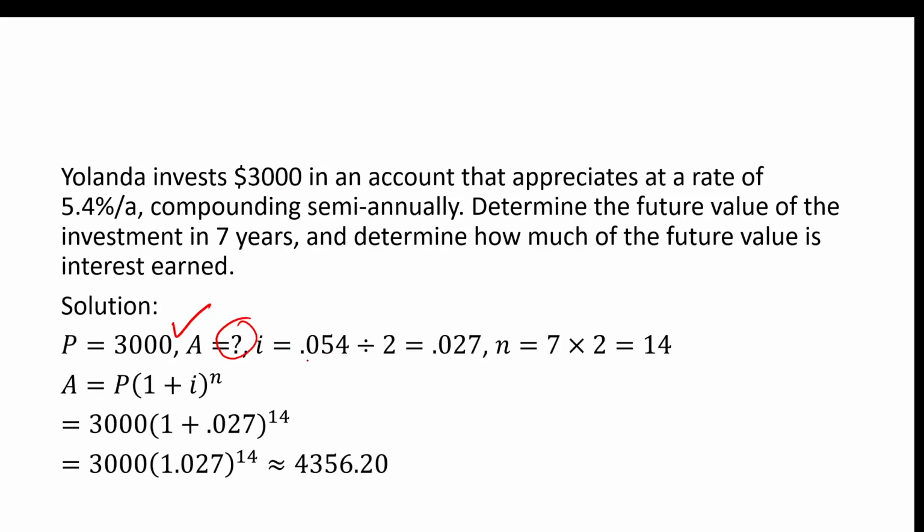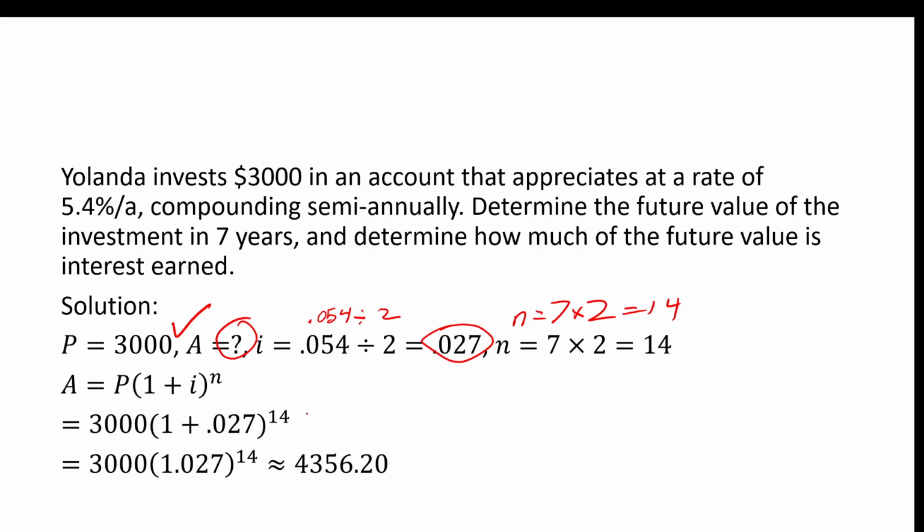I, since it's a 5.4% interest rate annually, we'll say I to begin with is 0.054, but now since we're compounding semi-annually, we divide that by 2. And that might seem unfair, but then remember, we're going to take that exponent, and instead of just using the number of years, we're going to multiply it by 2. And so that's going to more than make up to Yolanda for the dividing by 2 with the I value.